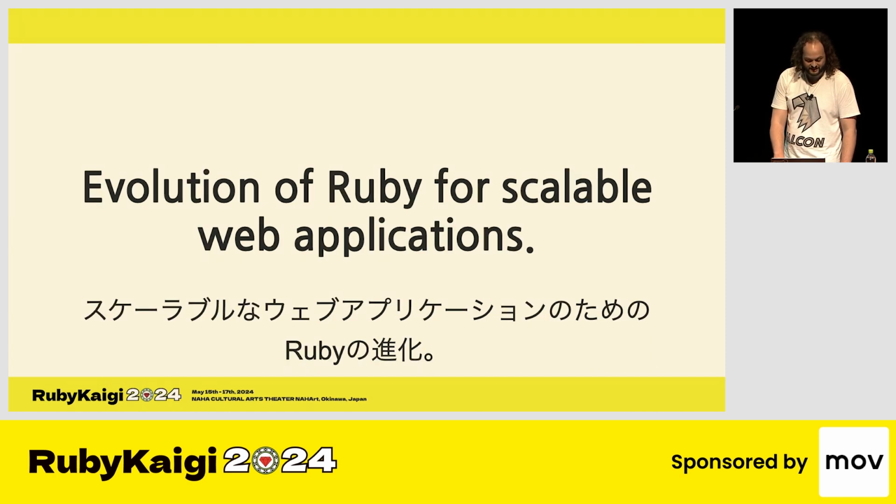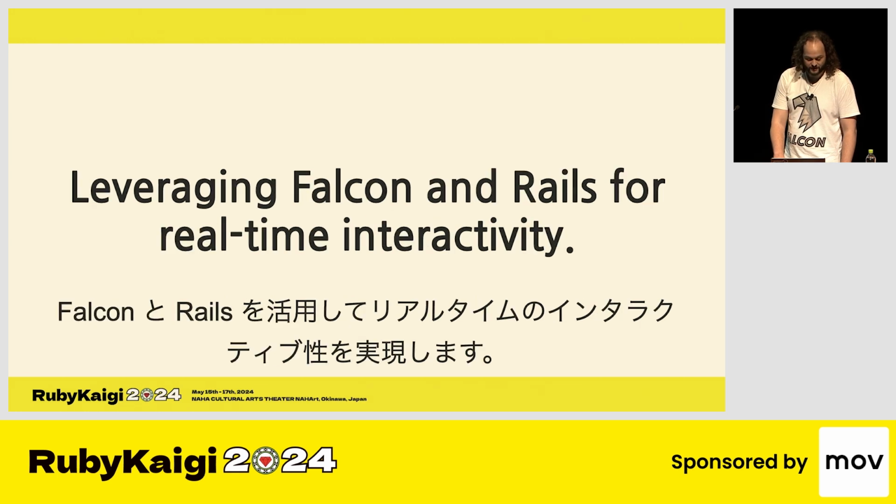Following this discussion, we'll explore the evolution of Ruby, including the introduction of the Async, and how this provides a foundation for scalable web applications. Finally, we'll bring this all together and examine a practical example that combines the Falcon web server with the Rails framework, providing a taste of their combined potential in real-world scenarios.